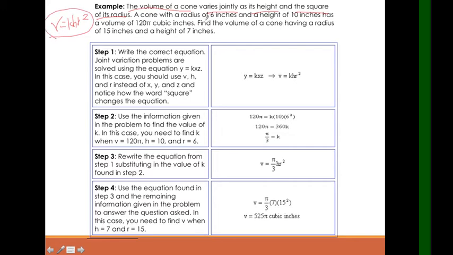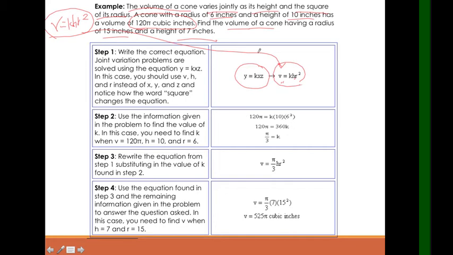A cone with a radius of 6 inches and a height of 10 inches has a volume of 120 pi cubic inches. Then find the volume. So we're looking for the volume of the cone having a radius of 15 inches and a height of 7 inches. Now, the original formula or equation is this one, y is equal to kxz. Now, using the new equation, V is equal to khr squared. Ang volume daw ay varies jointly to its height and the square of its radius. So, yun ang ibig sabihin niya.